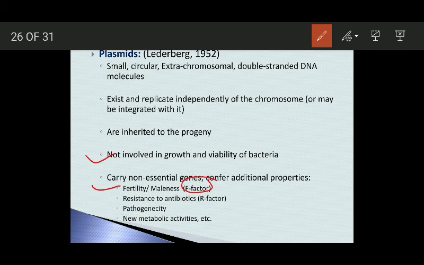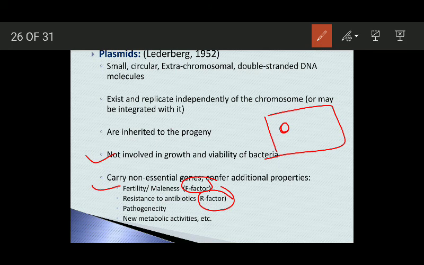See, there is a bacterial cell. If it contains this F factor, which is a plasmid, it will be treated as male, and if it does not contain that plasmid, it will be treated as female. Then resistance to antibiotics. Then we have another type of plasmid that is known as R plasmid. The bacterial cell that possesses this R plasmid or R factor will be resistant to antibiotics.